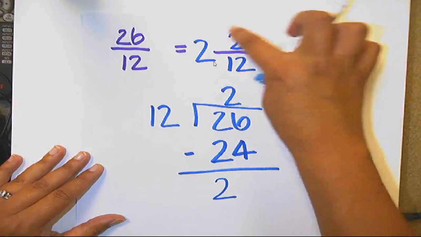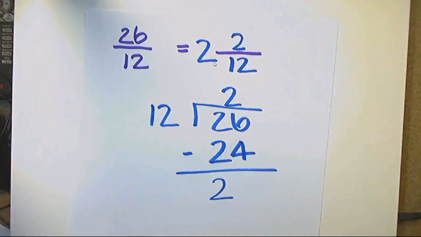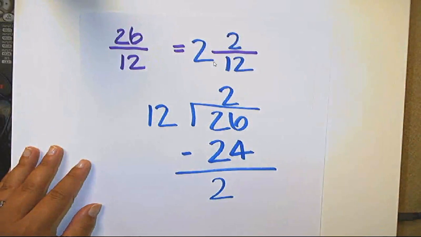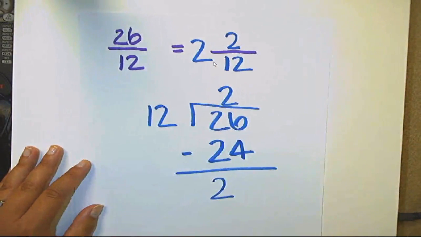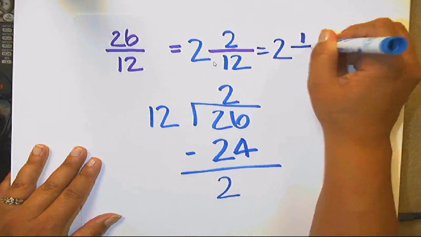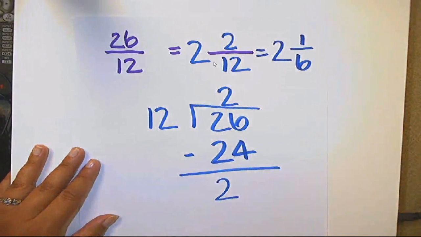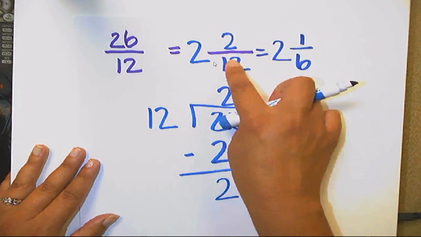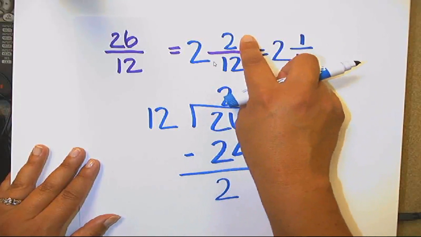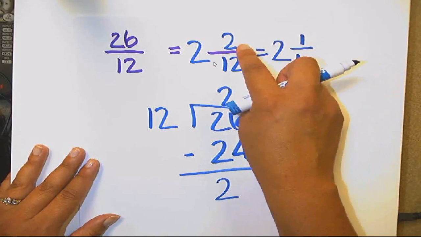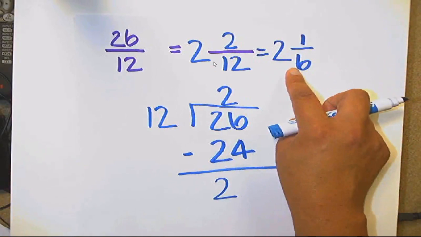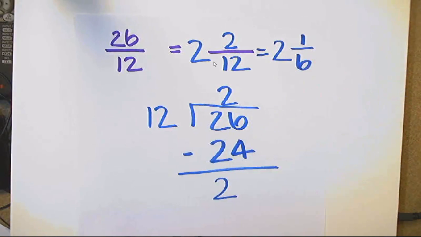This fraction needs to be reduced to its least common denominator. I know that 2 will go into 12 6 times. So I need to reduce this problem. And when I do that, I get 2 1/6. Again, this fraction right here, this 2/12, it needs to be reduced. 2 will go into 2 1 time, and 2 will go into 12 6 times. So when I reduce it, my new answer becomes 2 1/6.